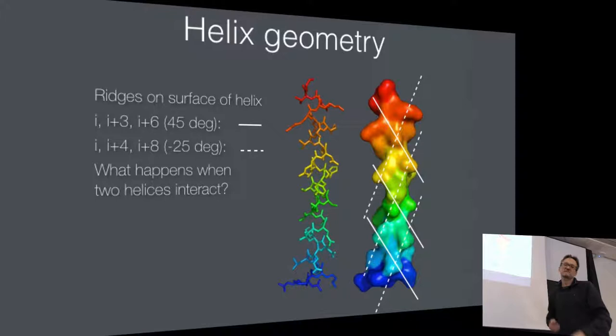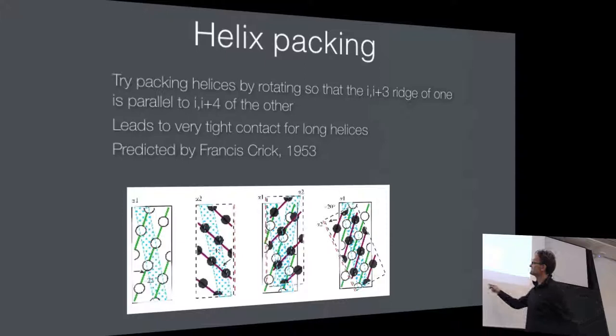Here you can see it. You take one helix, you turn it around, and then you rotate it, and you see how they line up. There is pretty much zero space here. This was predicted by Francis Crick in 1953. Pretty productive year for him. It predicted protein structure and DNA structure, but apart from that, why was this just as cool as the DNA structure?